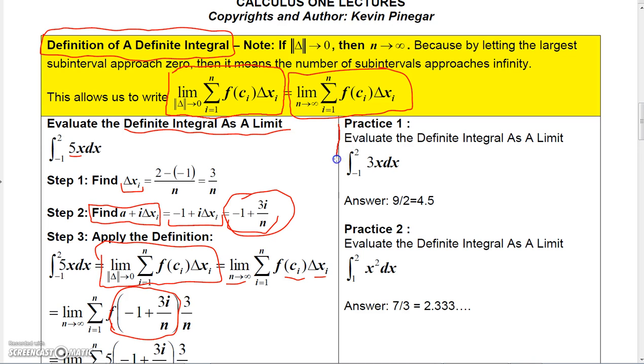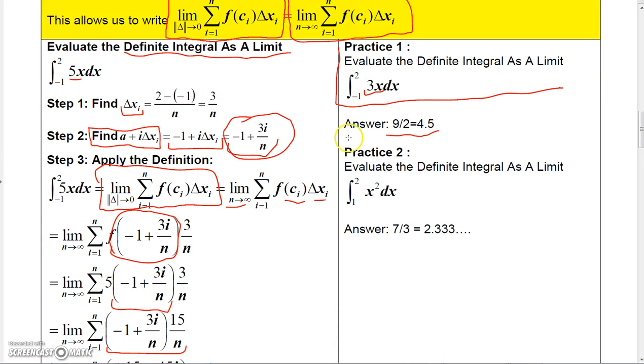Now, here's a practice problem that you can try. Basically, just follow the same steps that I followed here. The only difference is your function changed. Instead of 5x, it's 3x. And the answer you should get should be 4.5. And if you want to go to a more complicated function, go ahead and try x squared from 1 to 2. And let me go ahead and set that up for you.